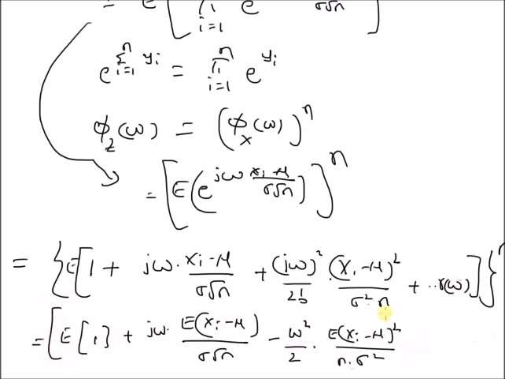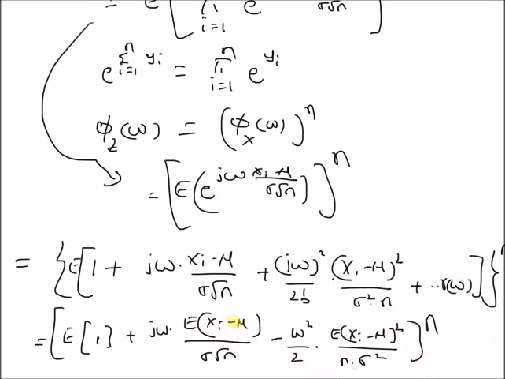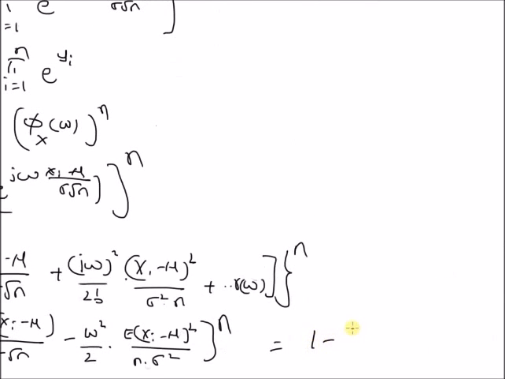And we are left with power n. Clearly, expectation of xi minus mu is the central first moment and is equal to 0, and this is the variance. So we are left with 1 minus omega square by 2n, and since these two values cancel each other, we are left with (1 minus omega square by 2n) power n.